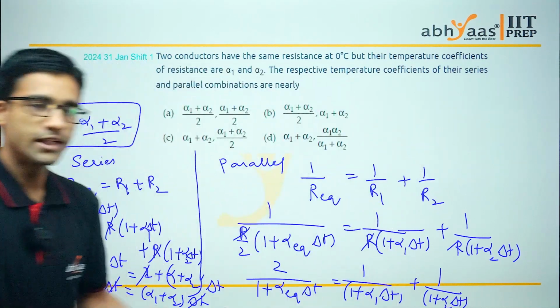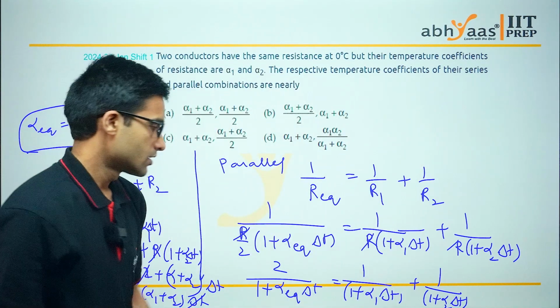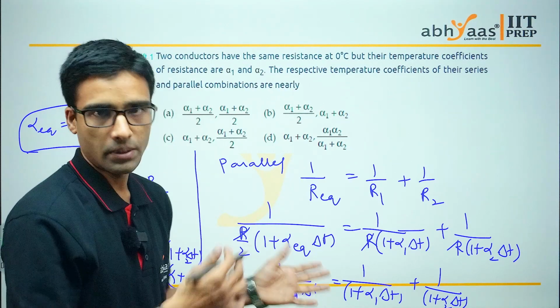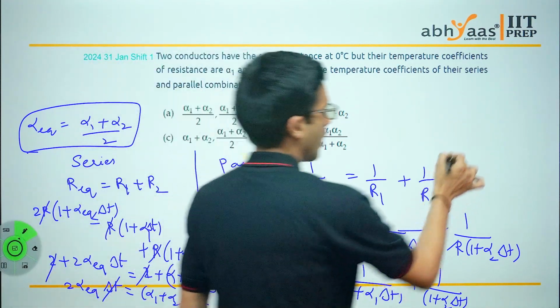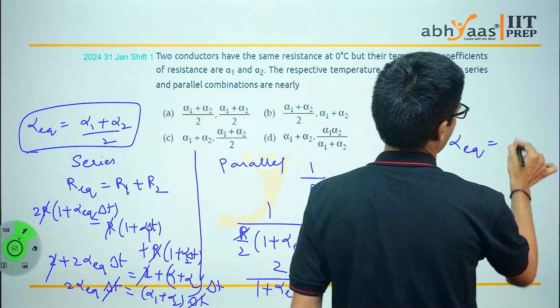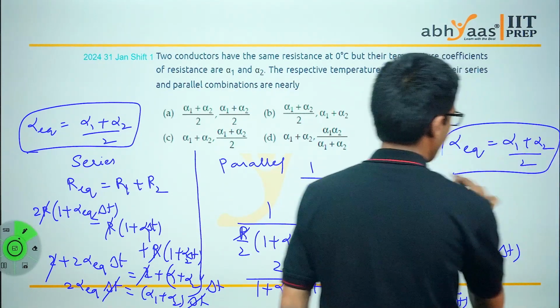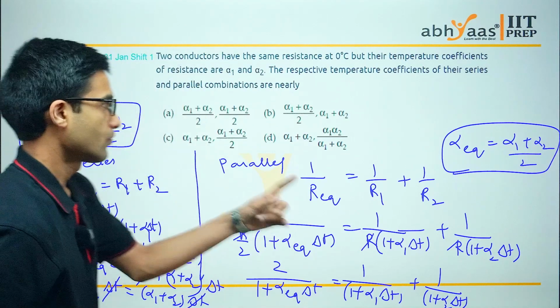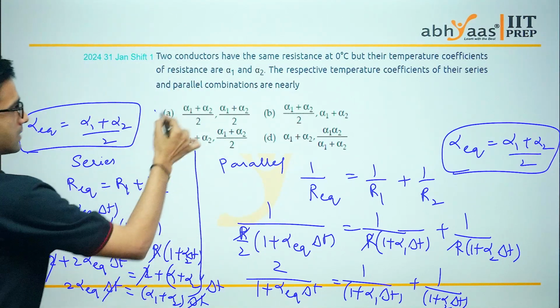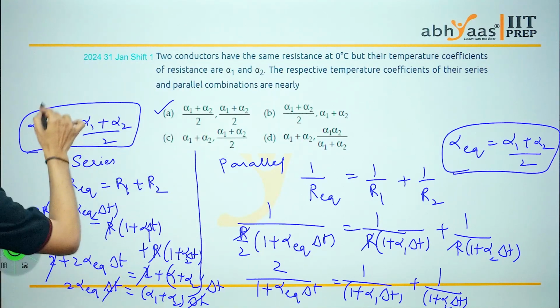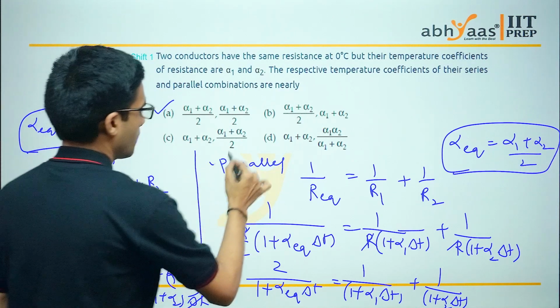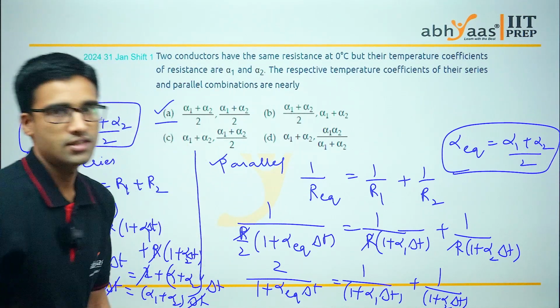So on doing LCM and neglecting the small quantities after multiplication, you will get alpha equivalent equal to (alpha 1 plus alpha 2) by 2. This calculation part you just do. But finally you will get (alpha 1 plus alpha 2) by 2 in both series combination and parallel combination. So option A is correct.